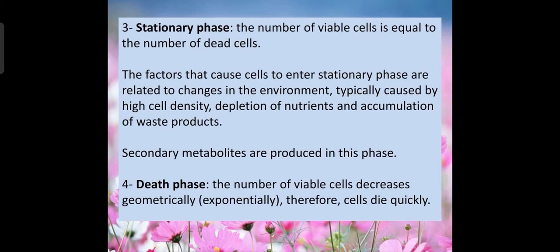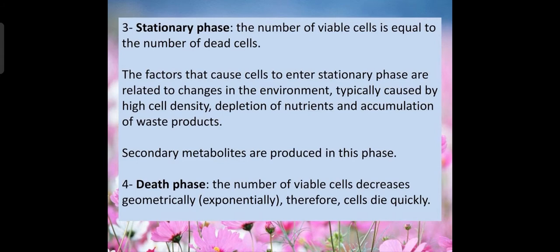Next we have stationary phase. Here the number of viable cells is equal to the number of dead cells. The factors that cause cells to enter stationary phase are related to changes in the environment, typically caused by high cell density, depletion of nutrients, and accumulation of waste products. Secondary metabolites are produced in this phase.